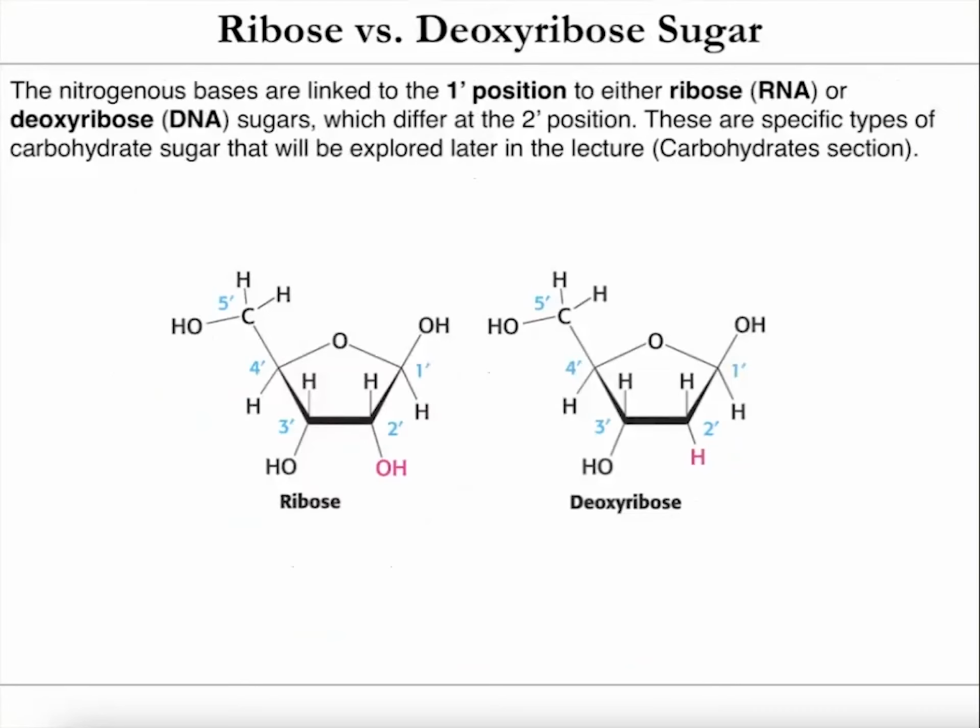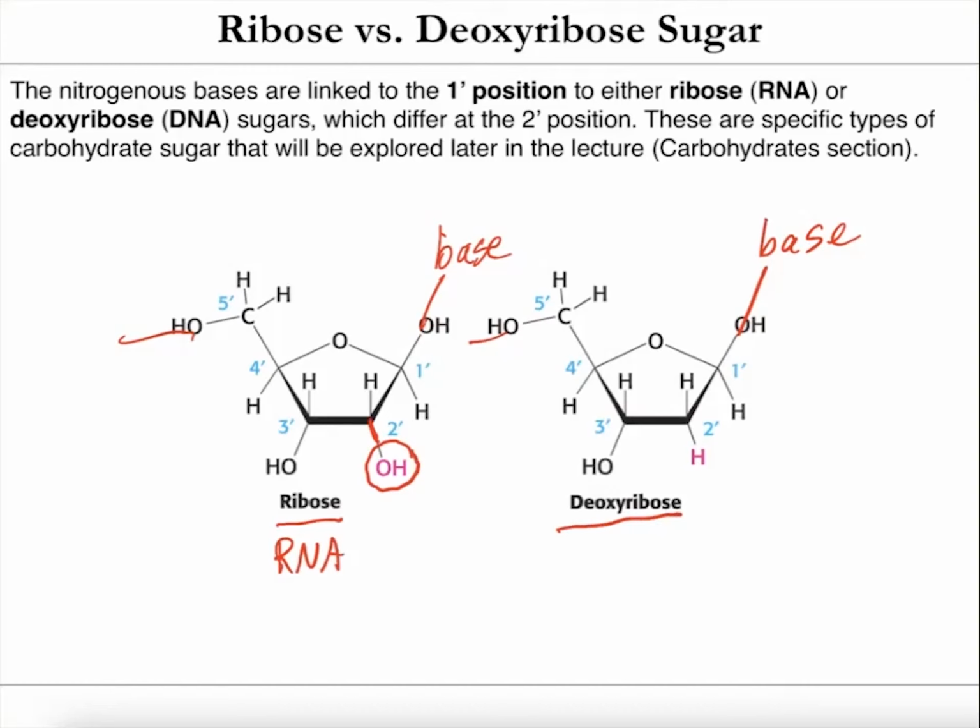So as I mentioned before, those nitrogenous bases are actually linked to sugar groups, so either ribose or deoxyribose. So that base is going to be linked at this position right here. And then the phosphate groups are going to be on this position of the sugar. So there's ribose, and so that is found in RNA. That's the sugar that's found in RNA. So it has this OH group here at the 2 position of this carbohydrate sugar.